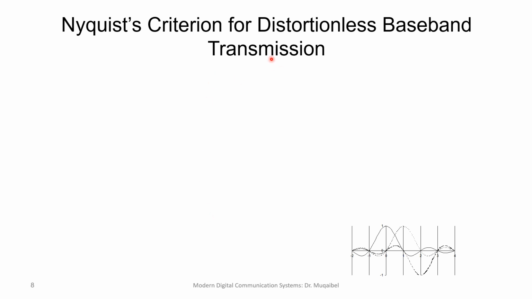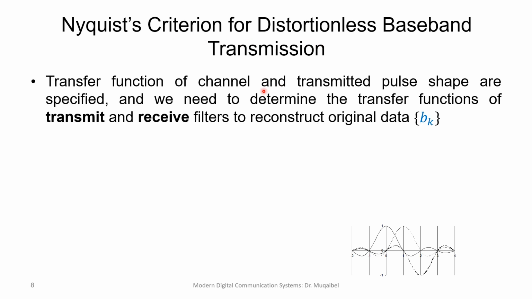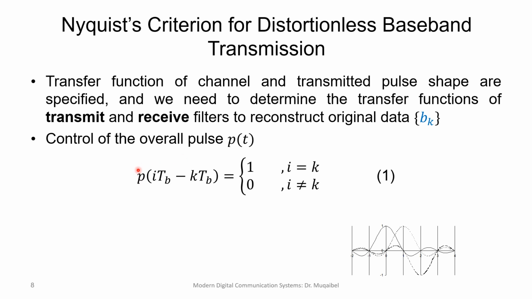Now, Nyquist criteria for the distortionless baseband transmission. Nyquist came up with a criteria for distortionless baseband transmission. The transfer function of the channel and the transmitted pulse shape are specified, and we need to determine the transfer function of the transmit and receive filter to reconstruct the original data. Our objective is to reconstruct the original data. The channel is given, the transmitted pulse is given, and we need to come up with the original data. So we need to control the overlap between the pulses.